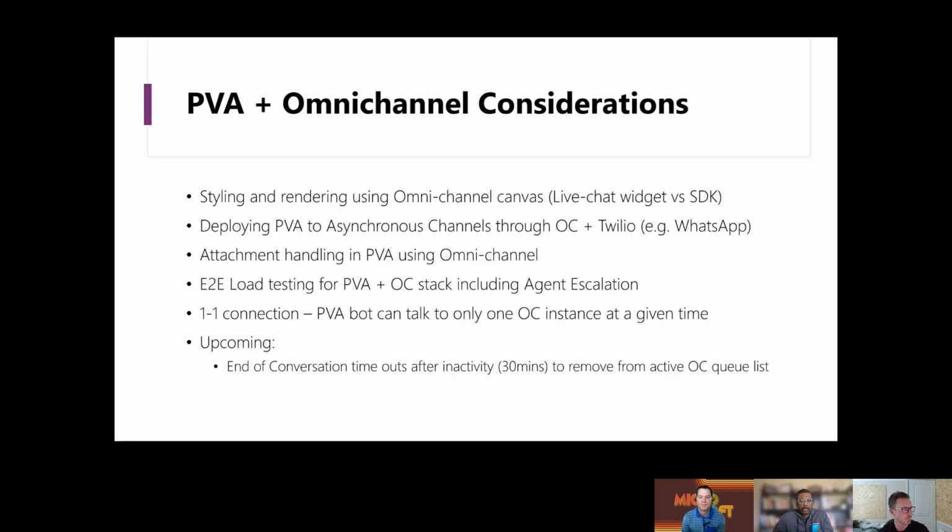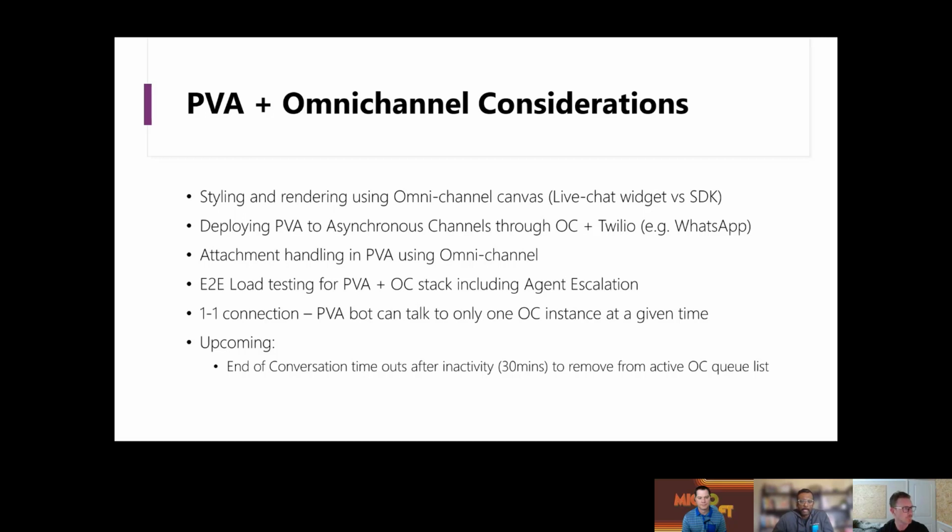Another key thing I wanted to talk about is the rendering of the various visual elements of PVA in the Omnichannel canvas. Since the canvas controls the rendering experience, there are a lot of use cases you might want to verify, especially around rich content like videos or animations. You want to ensure that it is supported in the Omnichannel canvas as well. Omnichannel has provided documentation of which UX elements they currently support and which they don't support, and that will be good guidance for you as you make this decision.